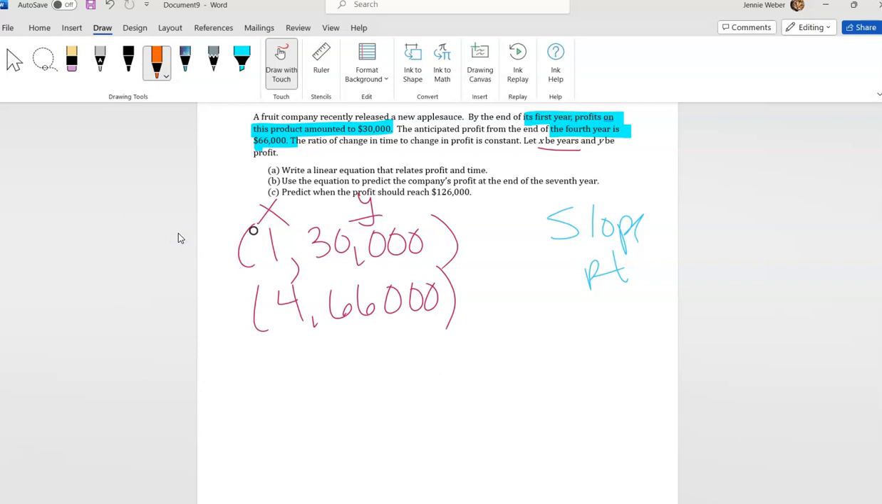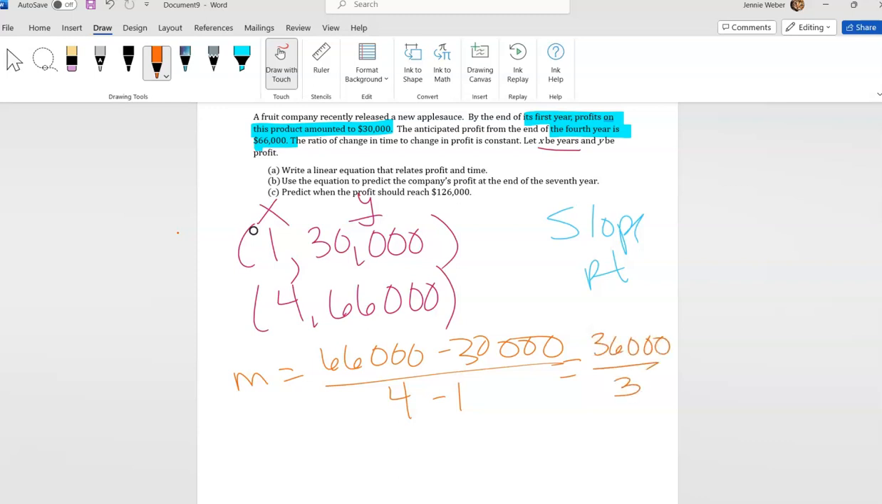So to write this equation, what do I need first? I need the slope. So I'm going to use my slope formula. y2 minus y1, so 66,000 minus 30,000, all over x2 minus x1. So 66 minus 30 is 36. This is 36,000 divided by 3. And 36 divided by 3 is 12. So this is 12,000, my slope.